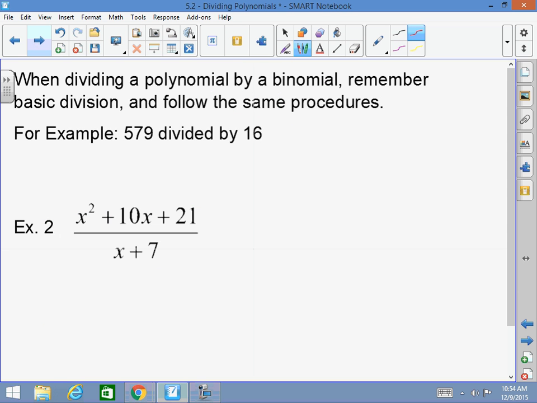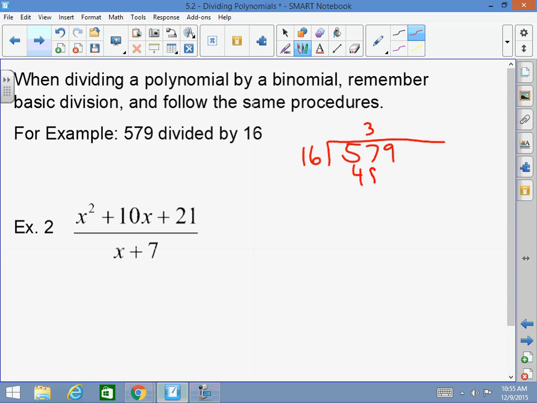Okay. Now, when dividing a polynomial by a binomial, remember basic division, guys, and follow the same procedures. Let me show you some basic division. Let's go back in time. If I have 579 divided by 16, 16 goes on the outside, 579 goes on the inside. 16 goes into 57 how many times? Okay, 3 times, 3 times is going to be 48.